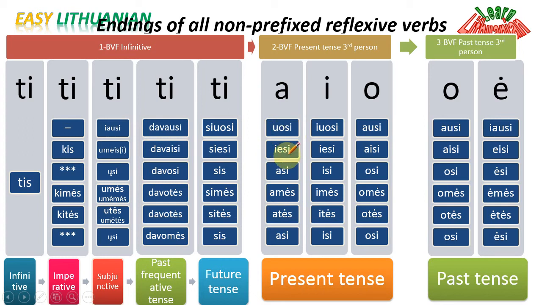And particles s are added. So instead of saying o, you say osi, and instead of saying I, you say iesi. This is applied for the present tense, the a and I conjugations, when the second basic verb form has the ending a or I. So the first and second person singular change to osi and iesi. And this is also applied to the future tense, which is made from the infinitive, from the first basic verb form.